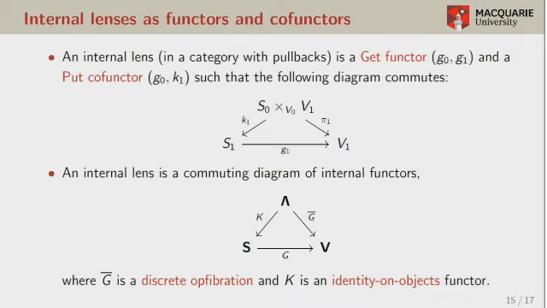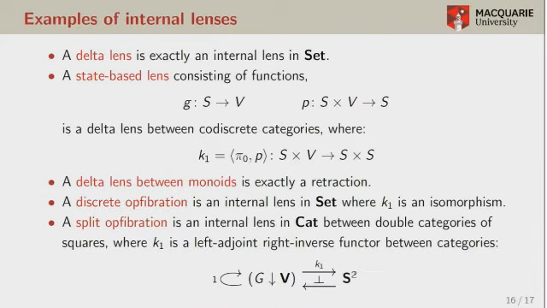and we can generalize. We can look at these internal to other categories and see what they could be. And so here are some examples. So again, delta lens is just this internal to set. So we're working with small categories. A state-based lens is just a delta lens between codiscrete categories. And so this K, this lift that we have here, is just given by this thing which takes a pair and assigns an arrow which is a pair of endpoints.